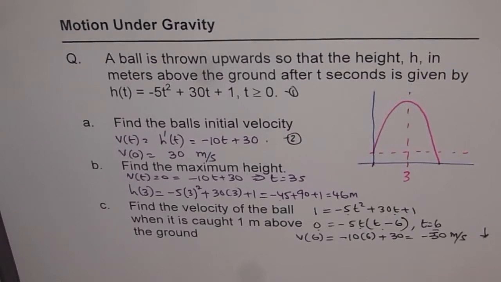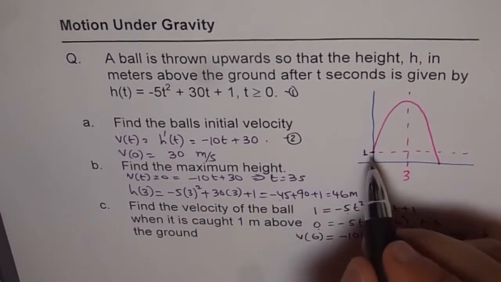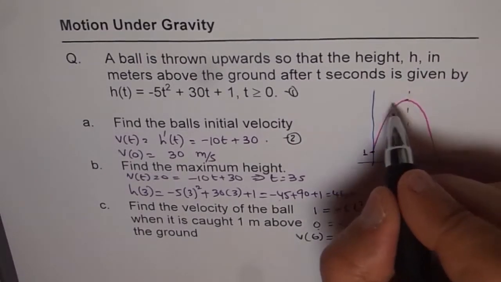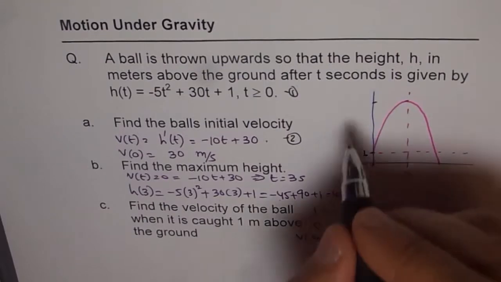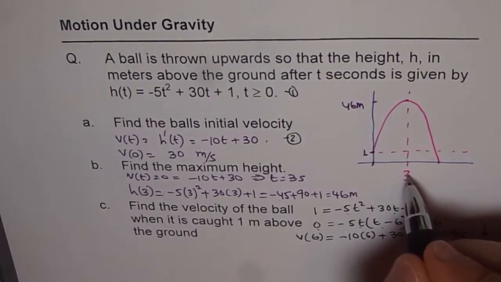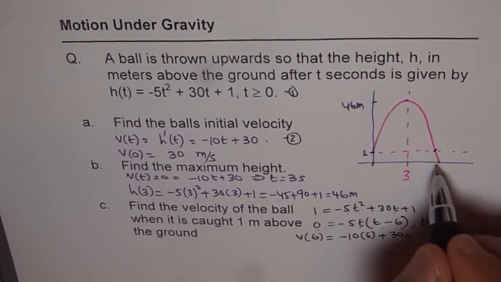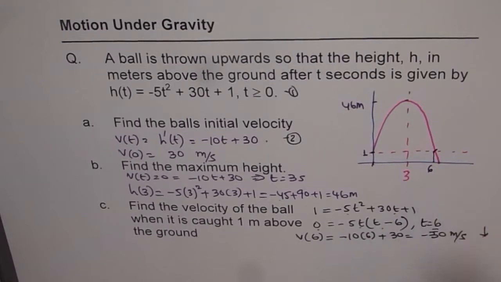So when we draw it, we get this. If t is 0, then our height is 1 unit, which means the ball is thrown from a height of 1 meter. It reaches a maximum height of 46 meters after 3 seconds. And it is caught at a height of 1 meter when the time is 6. Do you see that? That is how the graph is.